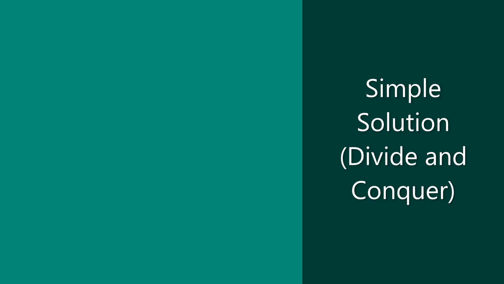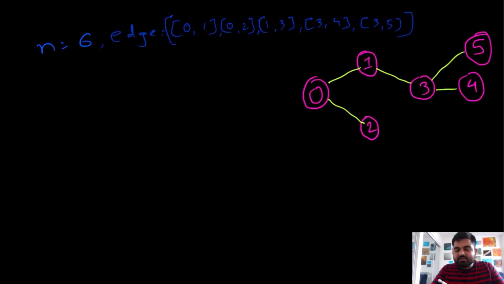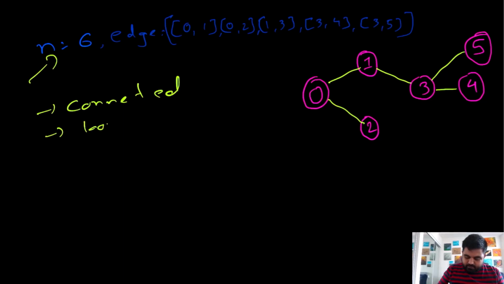Now this problem actually can be solved in so many different ways, and I'm going to show you a few different ways on how we can do things. Now what we need to find is whether this given input is a valid tree or not. In order to find that, we need to check 2 things: whether all the nodes are connected, and whether there are any loops or not, right?